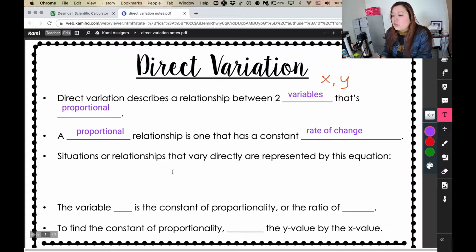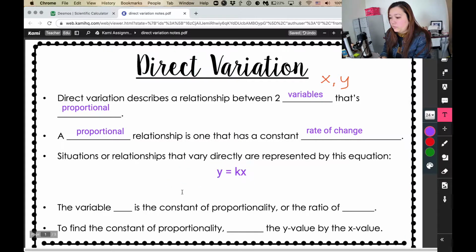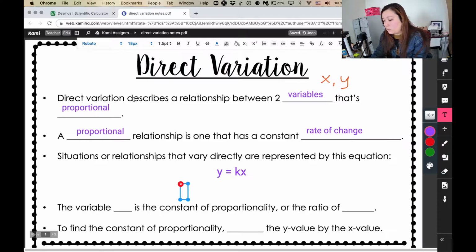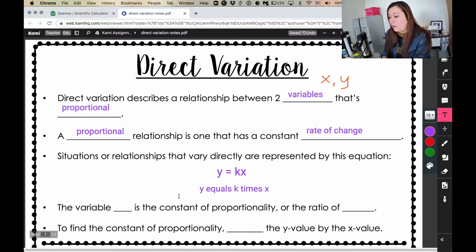So situations or relationships that vary directly are represented by the equation y equals k times x. Okay. Remember, when you have two variables or two numbers that are next to each other like that, it means that you're multiplying them. So if you were to read this sentence or this equation out loud, you would read it as y equals k times x.